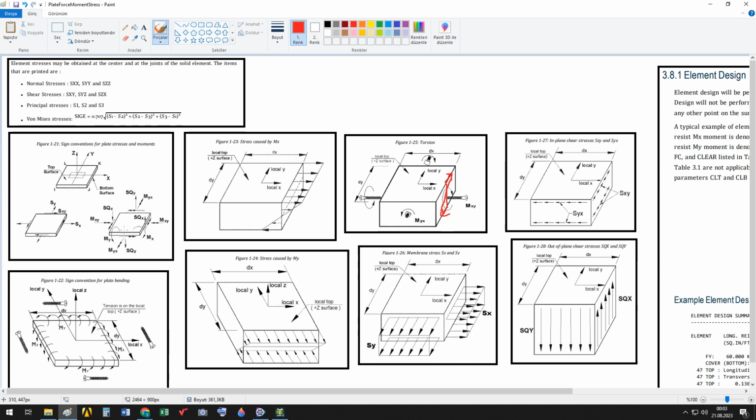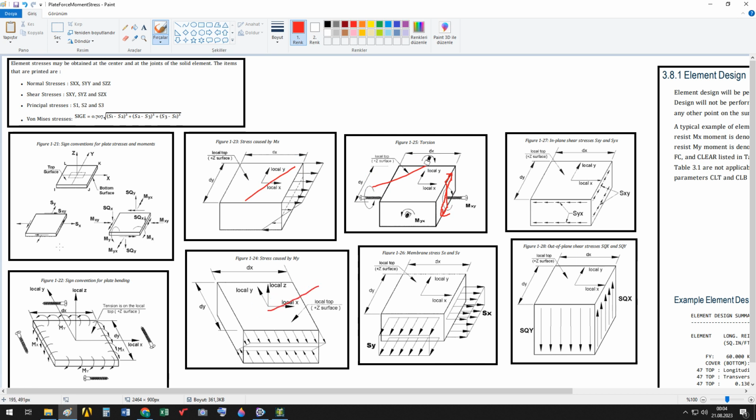Okay. Now we have investigated stresses induced by Mx, My, and Mxy.